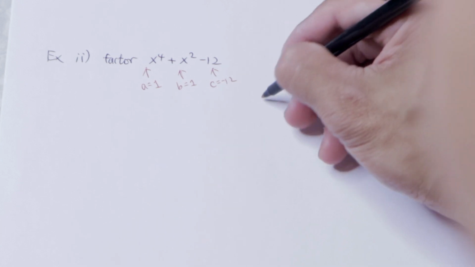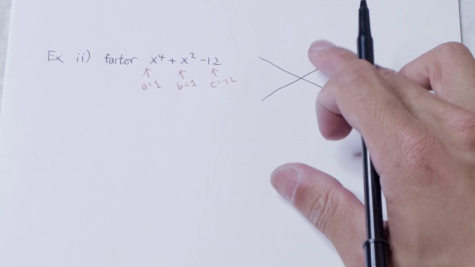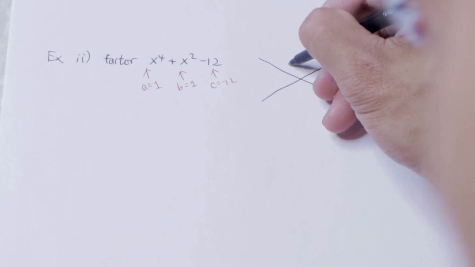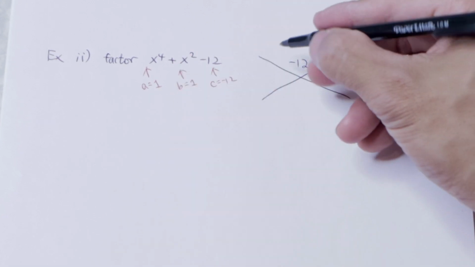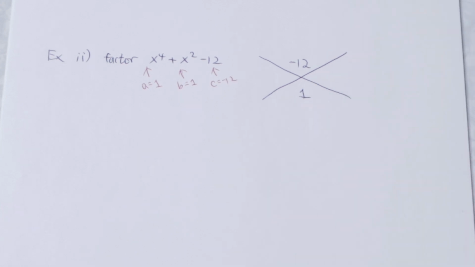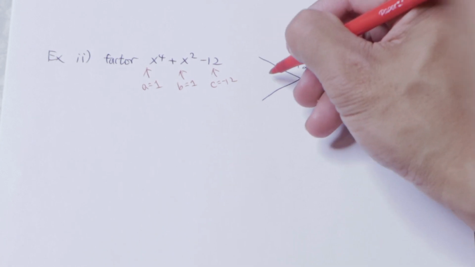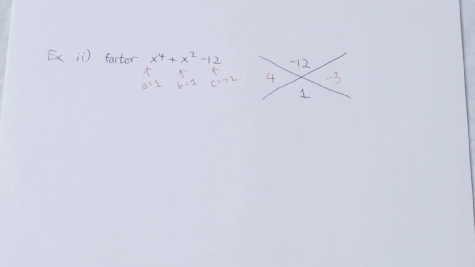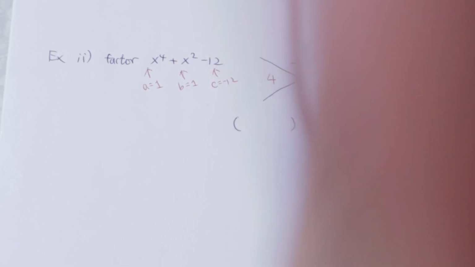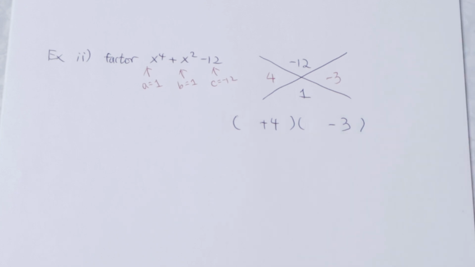So you're going to create your x game by writing the top number as your c. So you're going to put negative 12 on the top, and then the b is at the bottom of the x game, which is 1. So you're going to find two numbers that multiply to get negative 12, and when you add them, you get positive 1. After some guessing and checking, the two numbers that you should have found are 4 and negative 3. Or you could put negative 3 on the left and 4 on the right. It does not matter. So therefore, you're going to have two parentheses. In one of them, you're going to have a positive 4 at the end, and in the other parentheses, you're going to have negative 3 at the end.